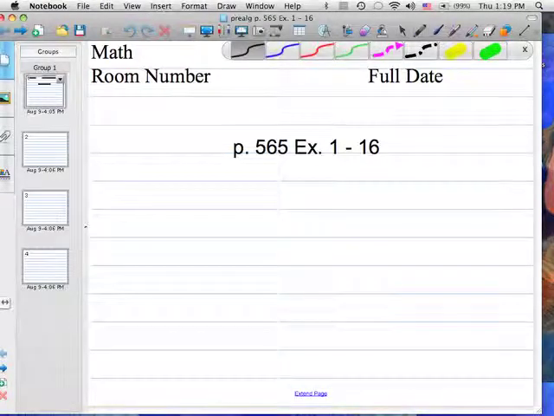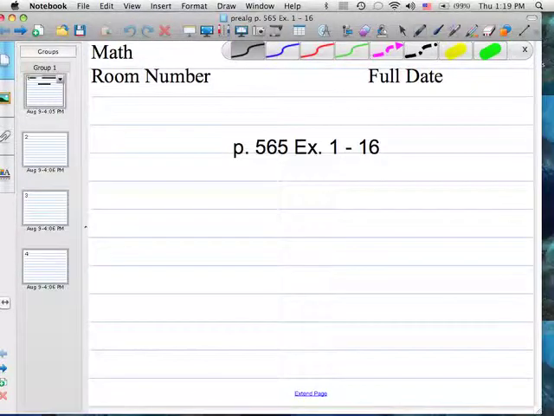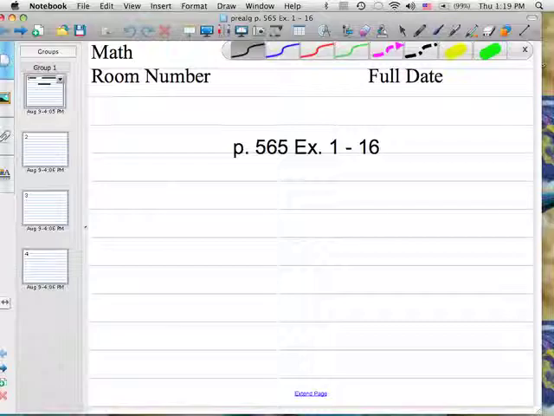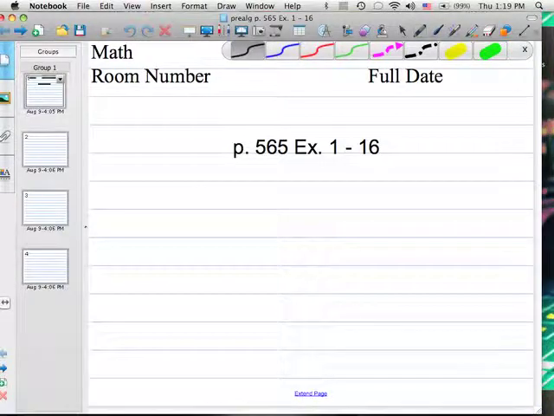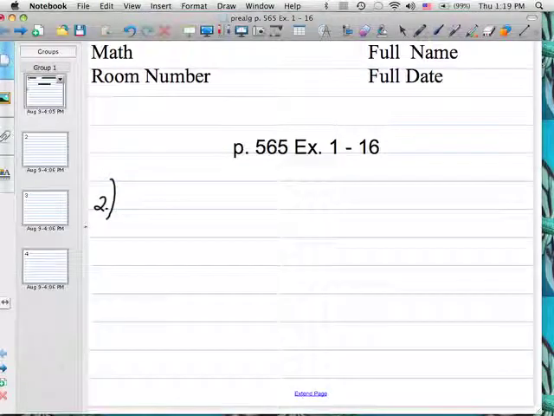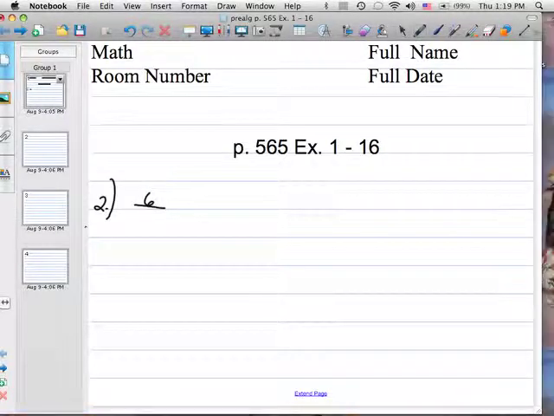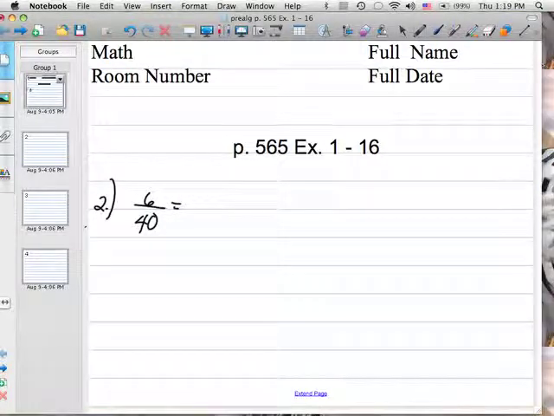1 through 10 deal with the experiment in your book that says Matt, Flavio, and Juana each tossed a paper cup 40 times. They recorded whether the cup landed up, down, or on its side. Use their results in the table on page 565 to find each experimental probability. So number 2, the probability that it landed up for Flavio. Well, 6 times out of a total of 40. So simplify, remember there are 40 times they tossed the cup. That'd be 3/20.